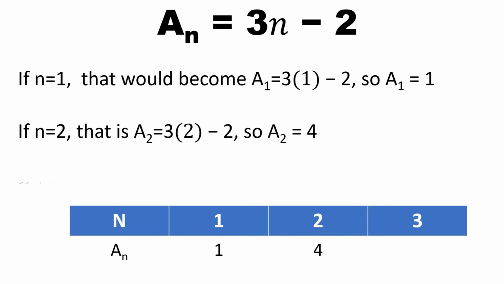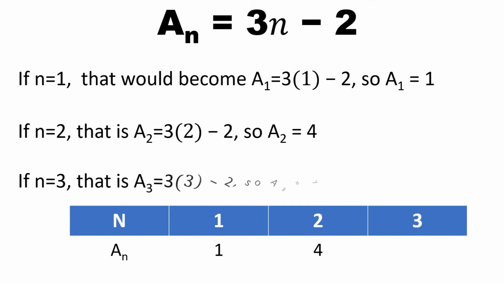What about if n equals 3? We will get 3 times 3 equals 9 and 9 minus 2 equals 7. Hence, a sub 3 equals 7. Table complete. Yes. Therefore, the first three terms are 1, 4, and 7. For this equation, a sub n equals 3n minus 2.